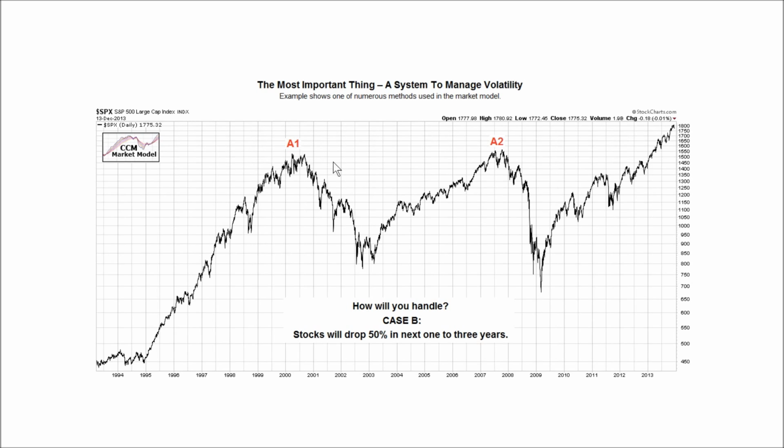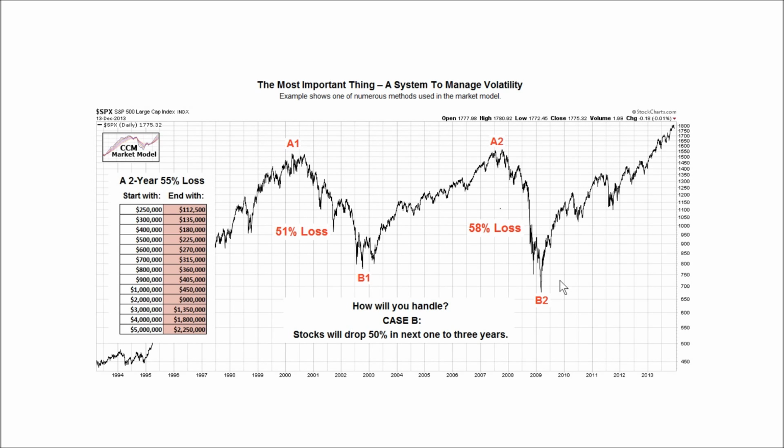Point A1 and point A2. It was very, very painful to participate in the move to B1 and B2. After the tech bubble burst, the S&P 500 lost 51%. And when the housing and mortgage bubble burst, the S&P 500 dropped 58% between point A2 and B2. It's not a question of if the next bear market will come, but when.